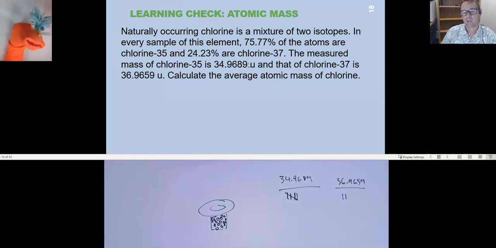So how would I find the average if I stop right here and I had 7 atoms pulled out of the hat? How would I find the average?